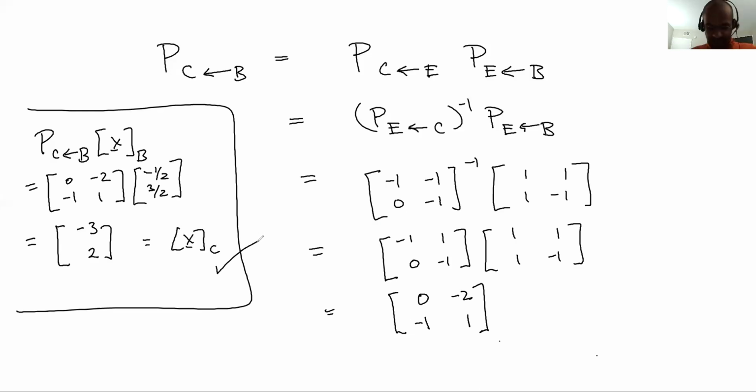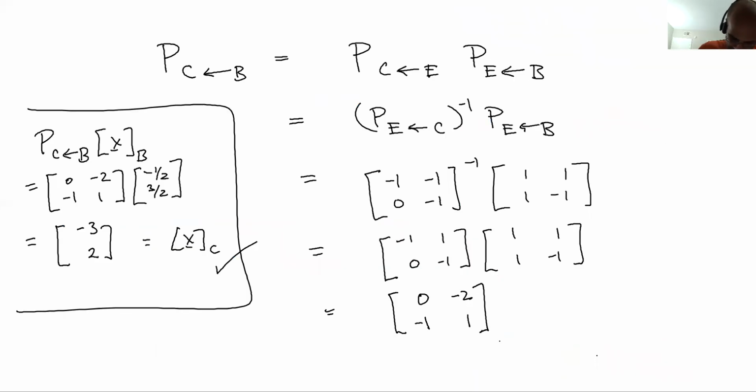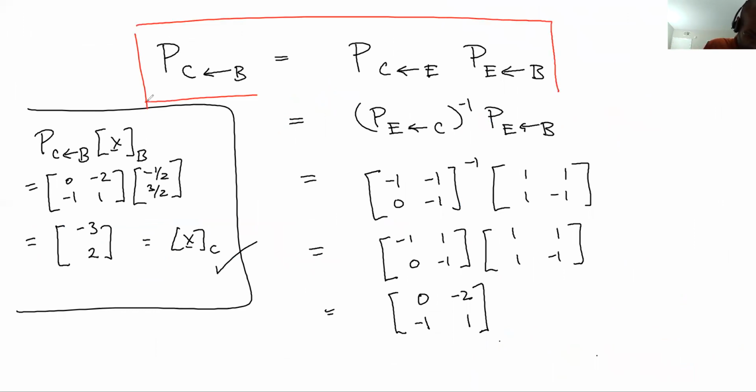Okay, so it's not a complicated concept. Just be careful with the directions of the arrows. To translate Bengali to Chinese, you translate Bengali to English and English to Chinese. So the general principle is just this: the change of coordinates matrix is a product of change of coordinate matrices to the standard basis.